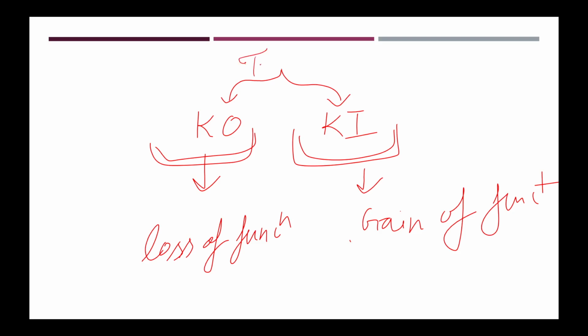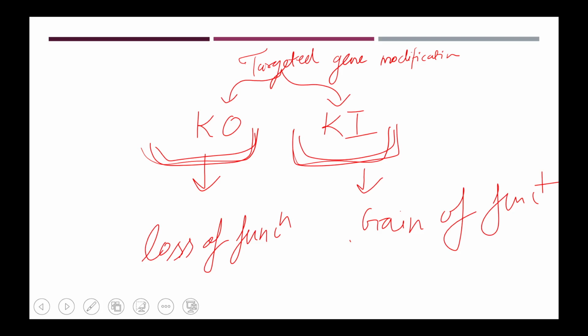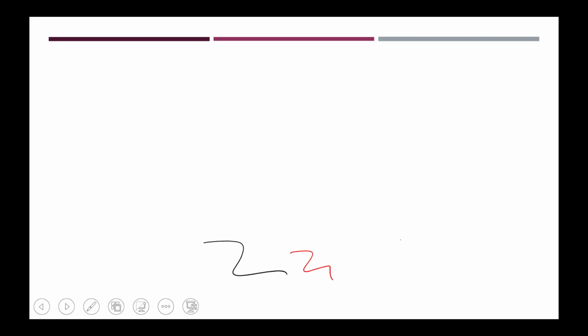Okay. So under targeted gene modification, you study the knockout and knock in of organisms. These kinds of studies were first done in the late 90s. There are three scientists who got the Nobel Prize for targeted specific gene modification. So let's start with some background.